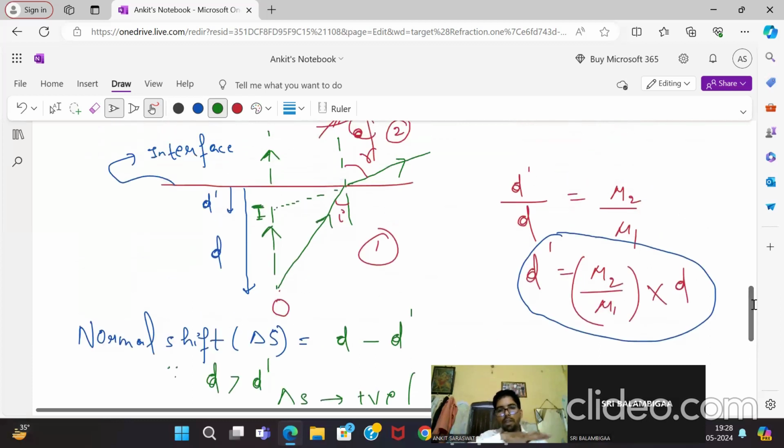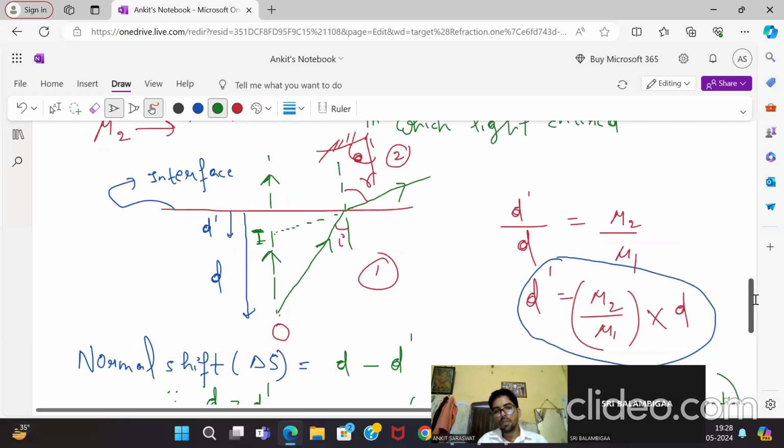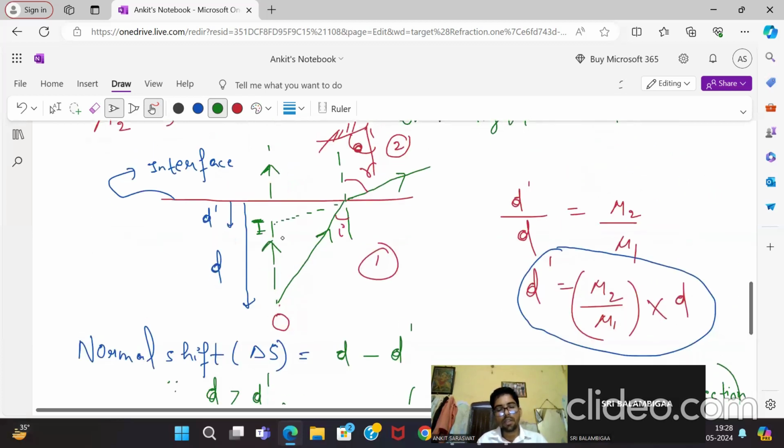The surface is plane, so the plane surface is acting like a plane mirror. So it will shift in the direction of the incident ray. Incident rays are going from the object like this, so it will shift in that direction.